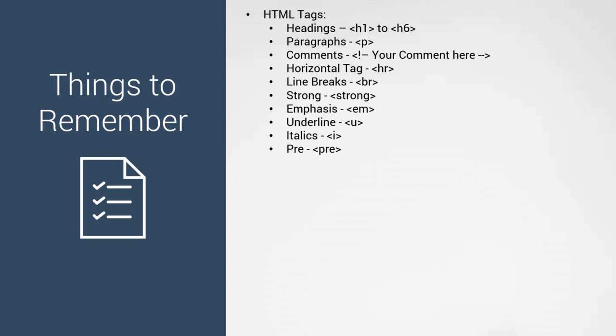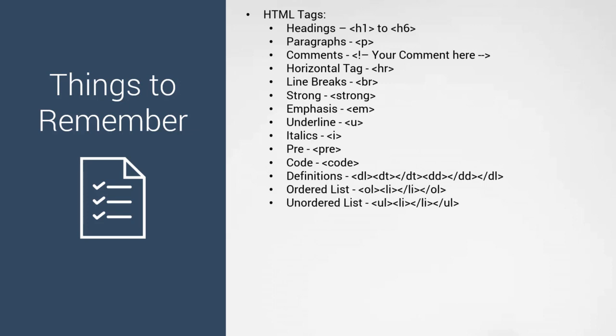Whatever output you want to write and then display the same output on the web page, you use the pre tag. Then if you want to write and display source code, that's the computer code, you wrap it under the code tag. We looked at the lists: definition list, ordered list and unordered list.